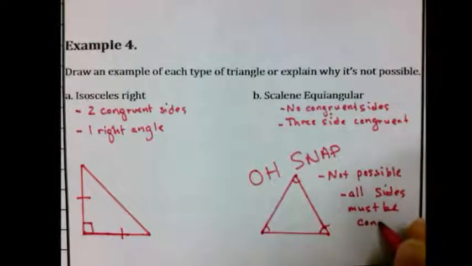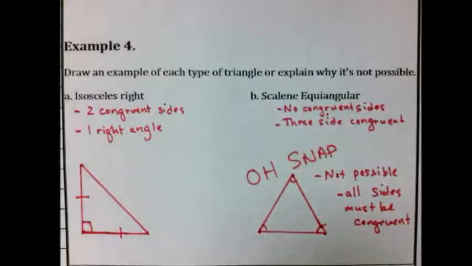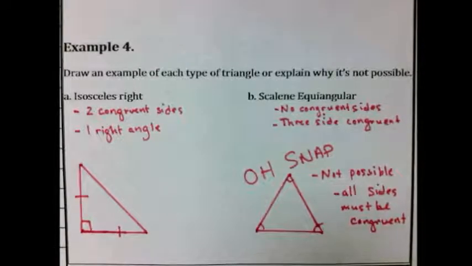So that's something cool that you guys know then about an equiangular triangle: if all three angles are congruent, then all those sides must be congruent too.